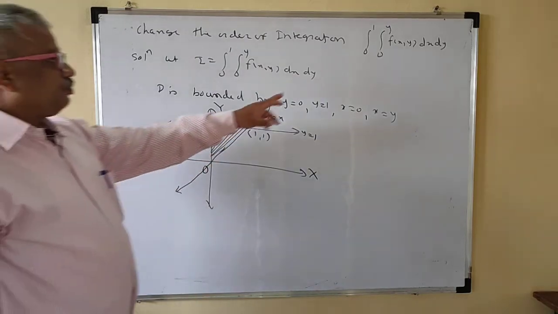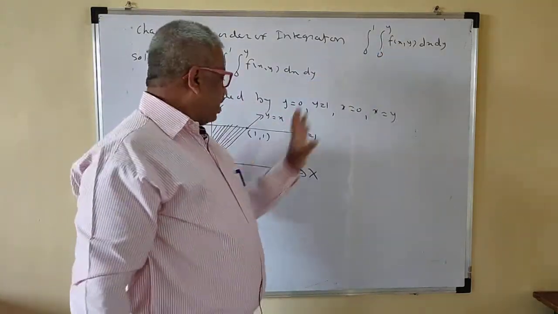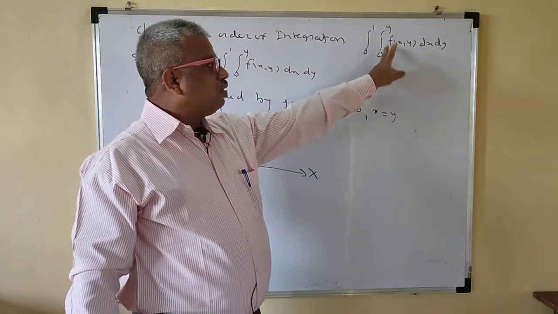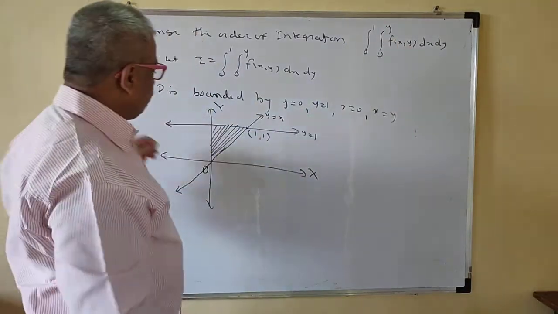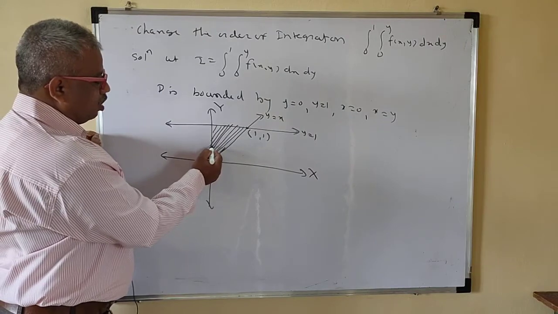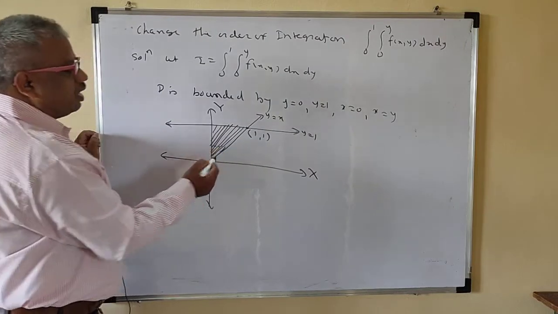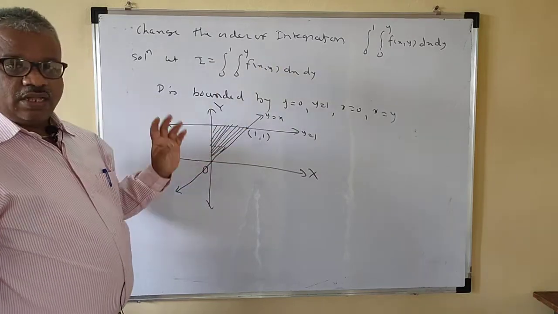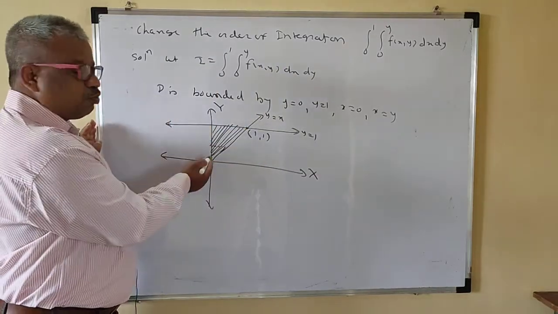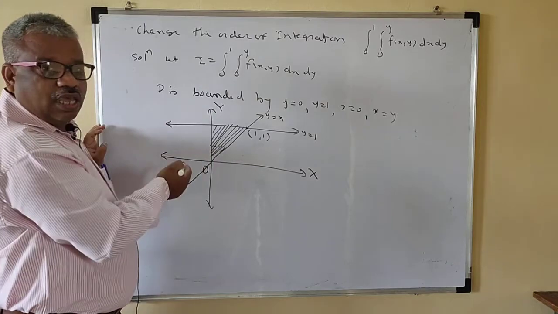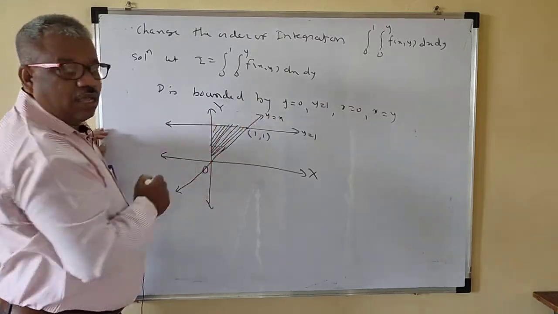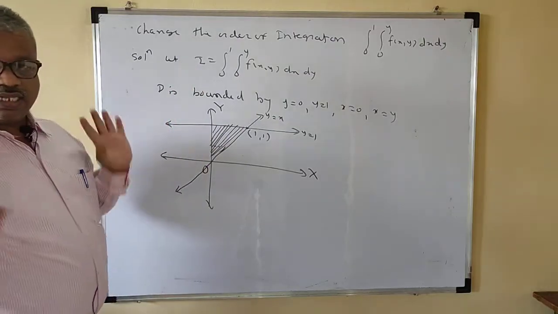Now see here. Whether this region is correct or not, we'll check. The strip is parallel to the x-axis. The limits of y are 0 to 1. The limits of x: from the left curve x is 0, and from the right curve x is equal to y. So 0 to y. That means our region is correct now.